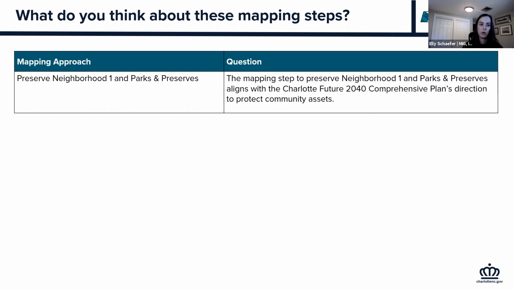So our question for you here, we have a Zoom poll that we'll launch, is the mapping step to preserve neighborhood 1 and parks and preserves aligns with Charlotte Future 2040 Comprehensive Plan's direction to protect community assets. So we're asking whether or not you agree or how strongly you agree with that step.